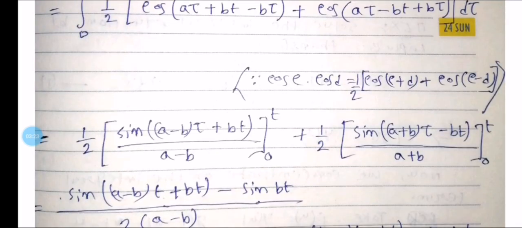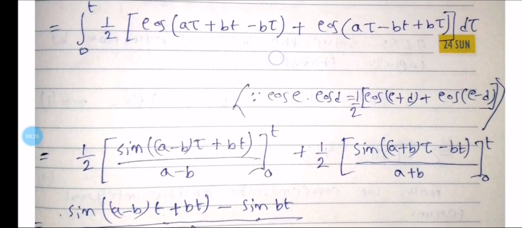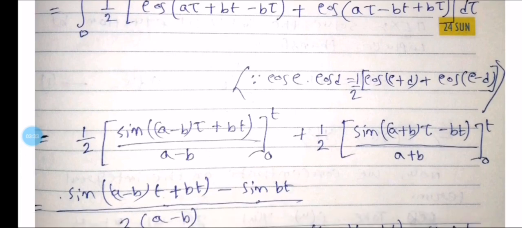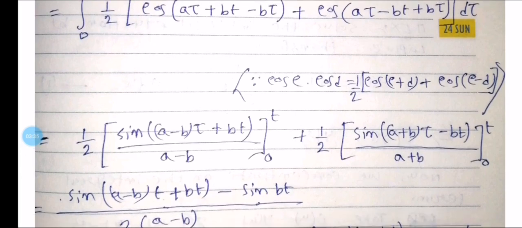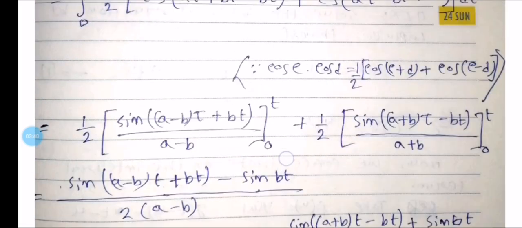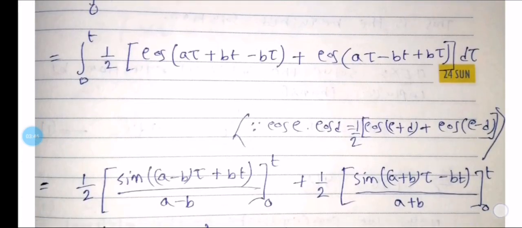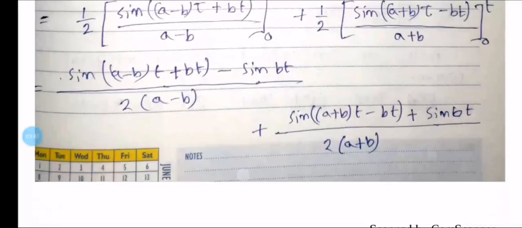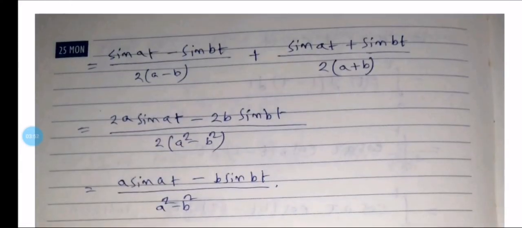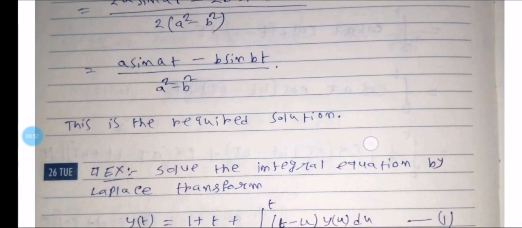So after integrating, cos will be sine, and the denominator will be a minus b for the first term. Then the integration of the other cos is sine, so the denominator will be a plus b. If you do the integration, you will get it easily, and the limit is 0 to t. After putting the values here, we finally get this. After a small calculation, we will get this. So finally this term is the required solution.